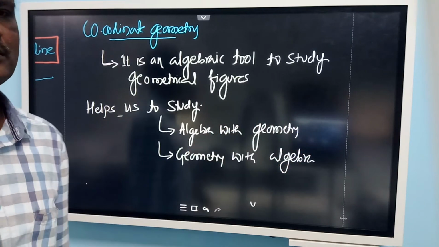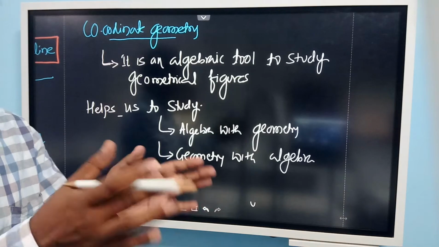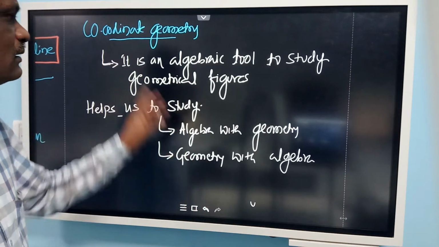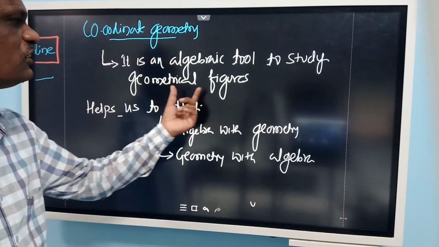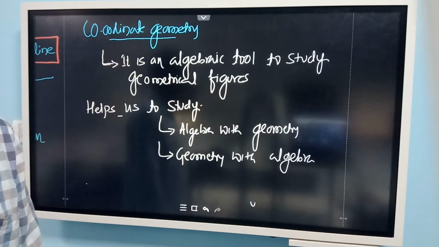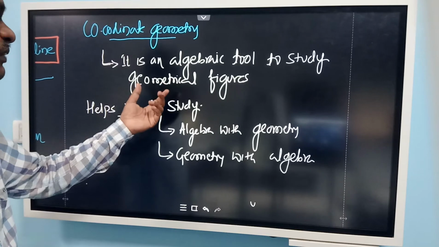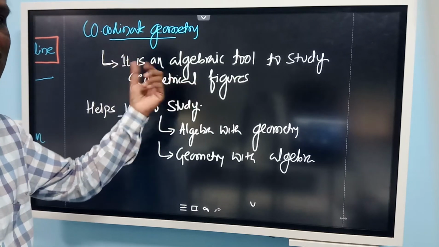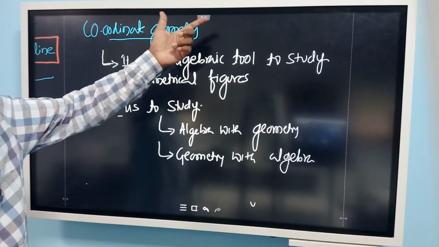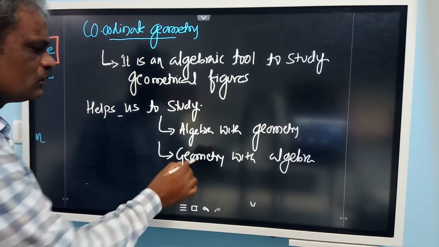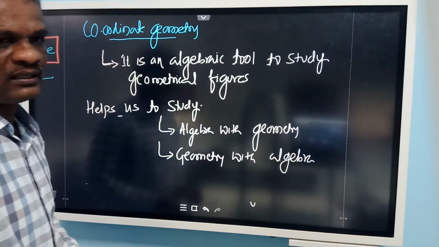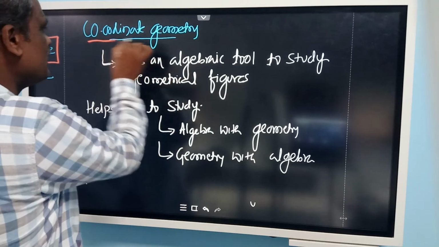You have studied algebra, you have studied geometry. The combination of these two areas is called coordinate geometry. We are including algebra to learn geometrical figures. Not only that, we use geometrical figures, or geometry, to learn algebra. To understand algebra, we use geometry. To understand geometry, we use algebra. These are the things we are going to learn in this.